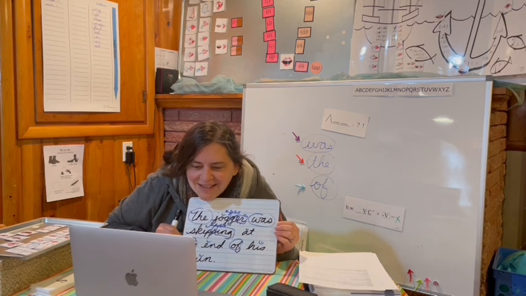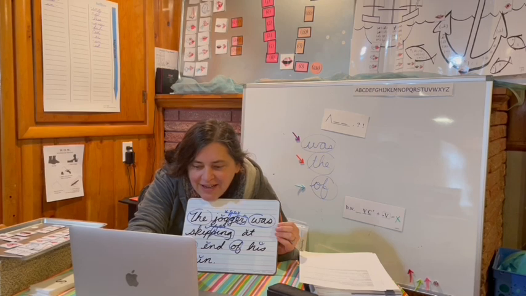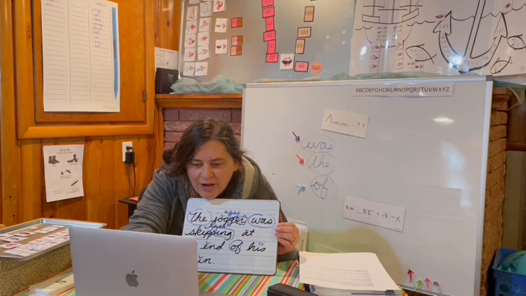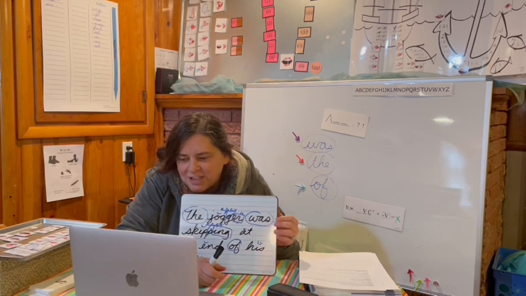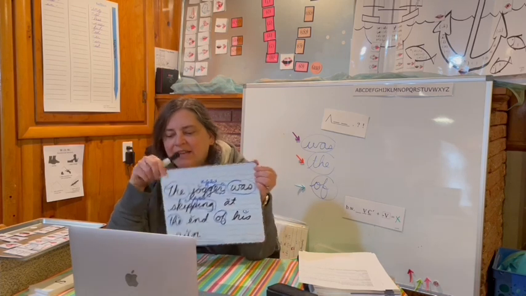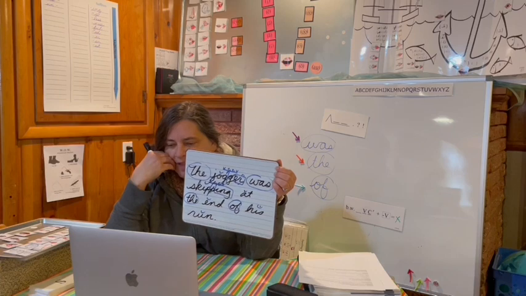The jogger, good, was skipping. And notice you doubled the P on skipping at the end of his run. Why don't you take off that suffix ing because we don't need to. We're just talking about his run. He's not running. He went on a run. It's a noun. Okay. All right.